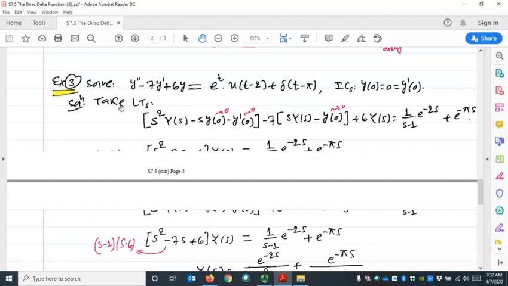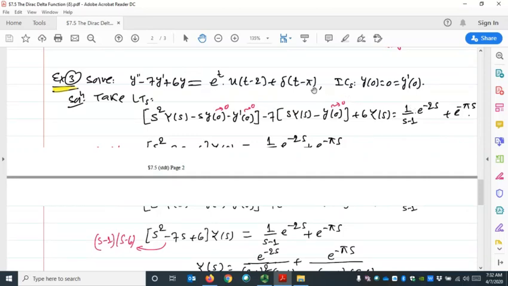Let's start the solution. Take Laplace transforms of both sides of this equation. The Laplace transform of y double prime becomes this term inside the bracket, minus 7 times the Laplace transform of y prime, which is this term inside the bracket, plus 6 times the Laplace transform of y, which is simply capital Y of s, equals the Laplace transform of e to the t times step function little u of t minus 2, which is 1 over s minus 1 times e to the power negative 2s, plus the Laplace transform of delta of t minus pi, which is simply e to the power negative pi s.